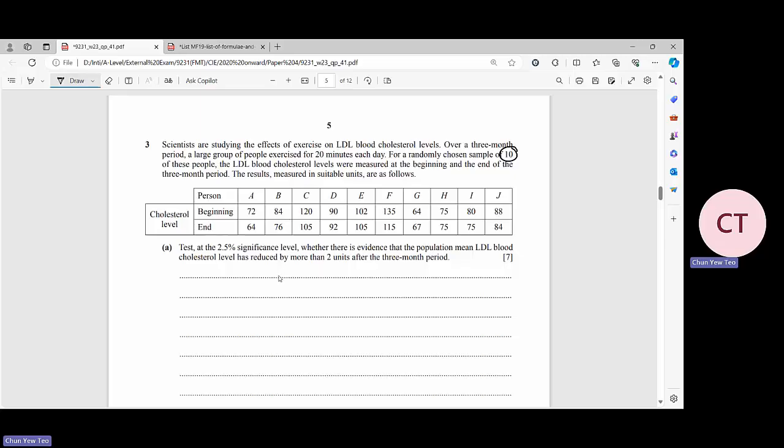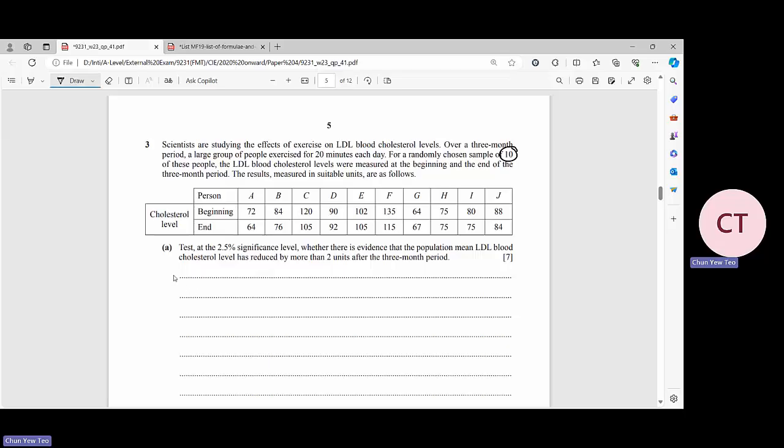Test at 2.5% significance level whether there is evidence that the population mean LDL blood cholesterol level has reduced by more than 2 units after the 3-month period. Okay, so I'm going to use the matched pair t-test. I'm not going to use matched pair Wilcoxon because the question didn't mention Wilcoxon. We only use Wilcoxon when they mention Wilcoxon. So this one we will use the matched pair t-test.